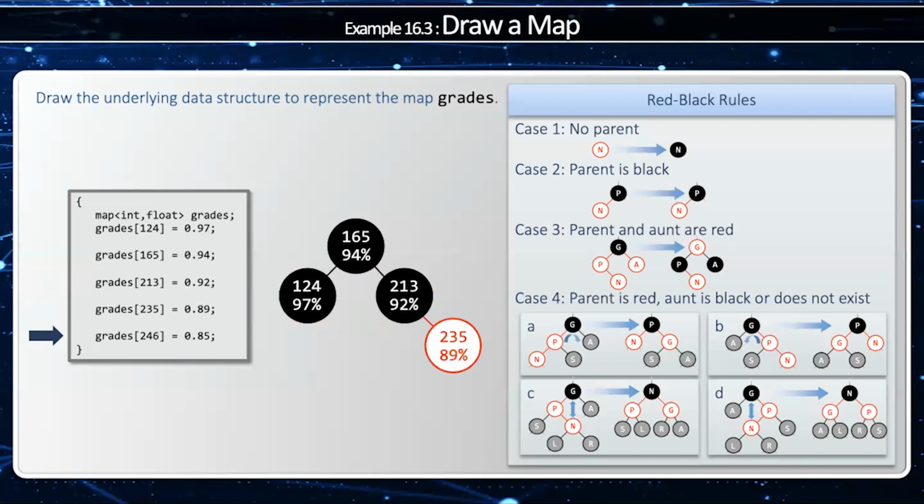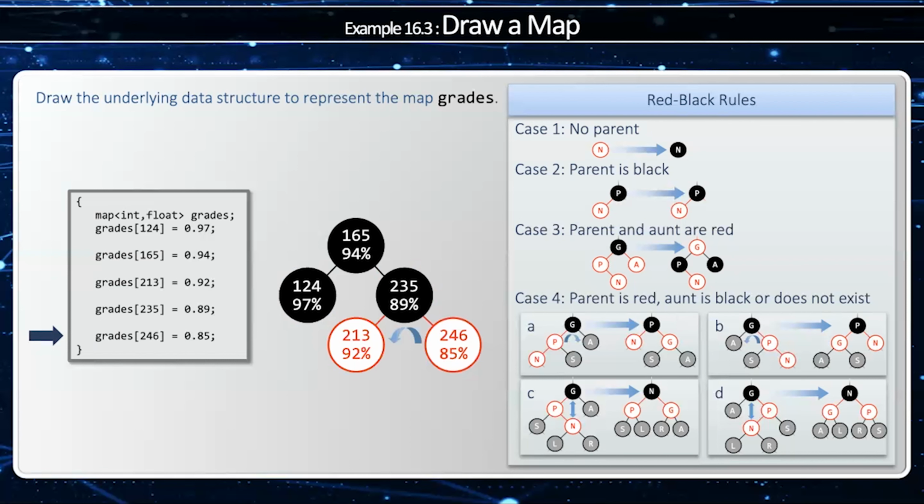My final node I'm going to add is 246. 246 is greater than 165, greater than 213, and greater than 235, so it goes to the right and bottom of 235. Now, once again, I have 3 red nodes in a row. So what am I going to do here? It's not going to be case 1 because I'm not the root. It's not going to be case 2 because my parent is not black. It's not going to be case 3 because my parent and my aunt are both not red. I don't have an aunt. So it must be case 4, where my parent is red and my aunt does not exist. And this, once again, is going to be 4B, and I'm going to have to perform a rotation.